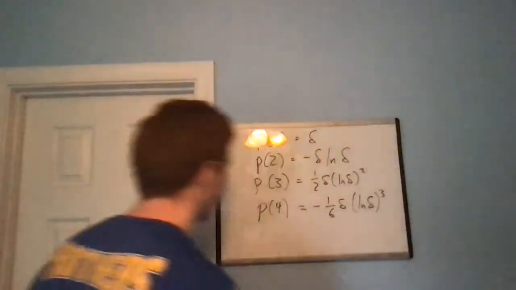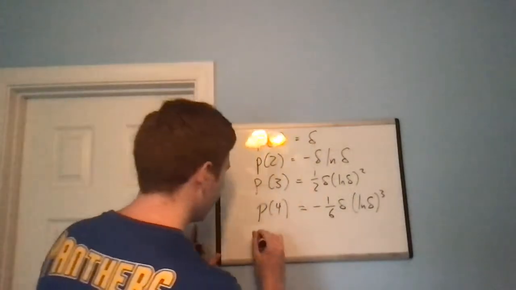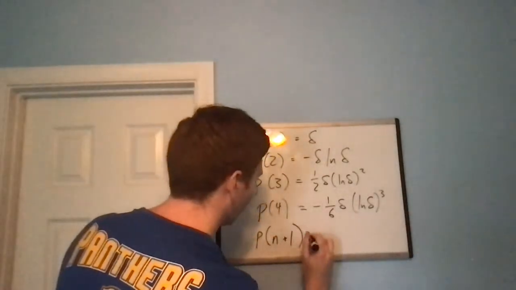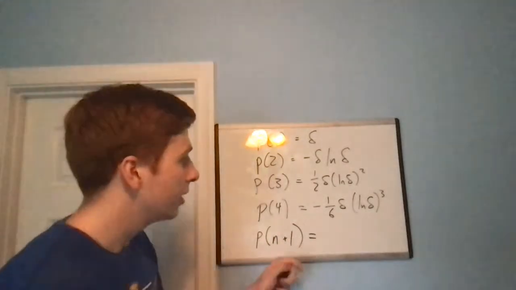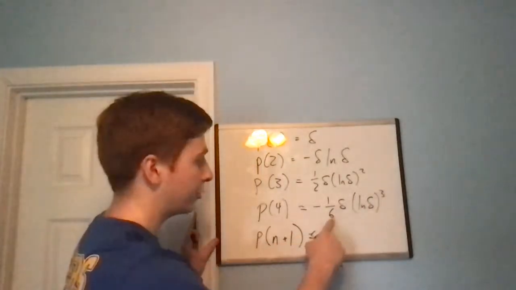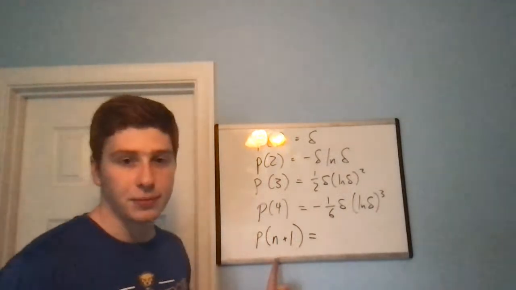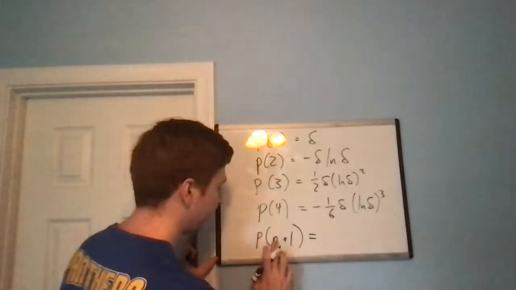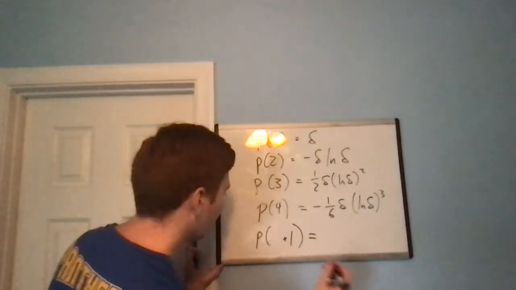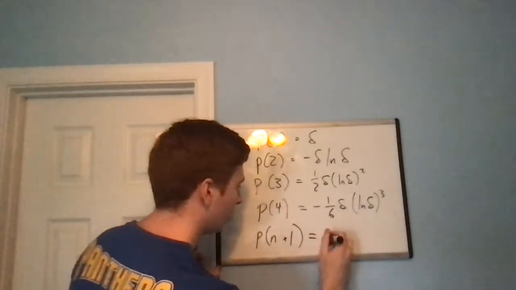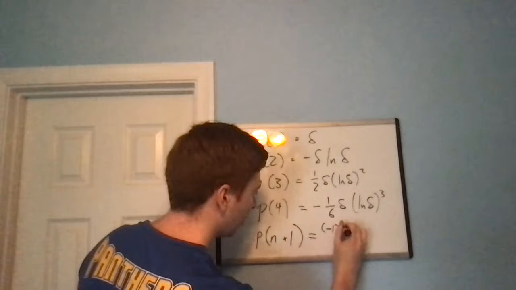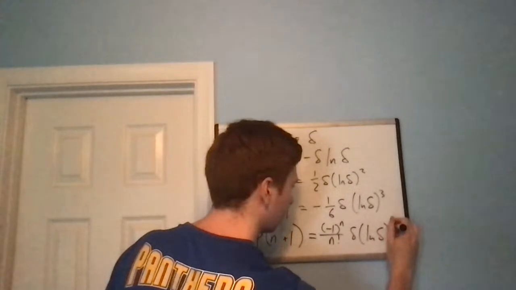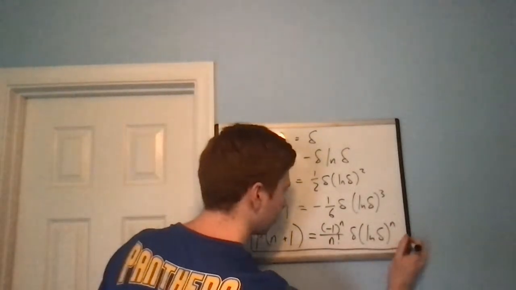The conjecture is that P of n, and actually what I'm going to do is express P of n plus 1. The reason I do this is because here the power is 1 less, the factorial is 1 less. So if I do P of n plus 1, it's easier to express, okay? But anyway, the conjecture that we have is P of n plus 1 equals (-1)^n over n factorial times delta ln delta to the n. That is what the pattern seems to suggest.